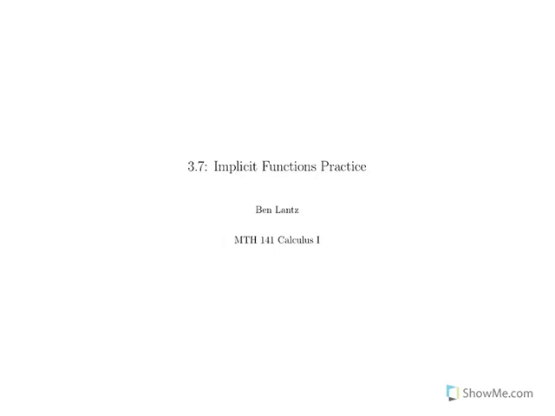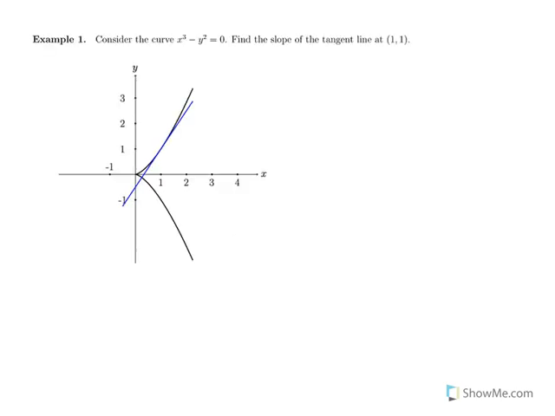In this video, we're going to do some practice problems dealing with implicit differentiation and implicit functions. So first, let's start with the curve x cubed minus y squared equals 0. This curve is graphed here. And note that this is not a function, as it does not pass the vertical line test. It hits the curve twice, therefore it's not a function.